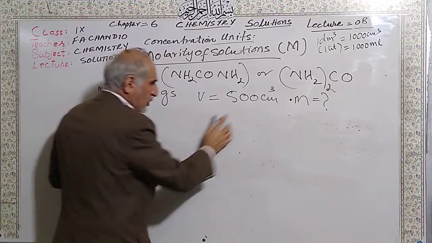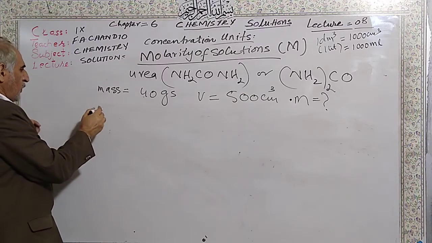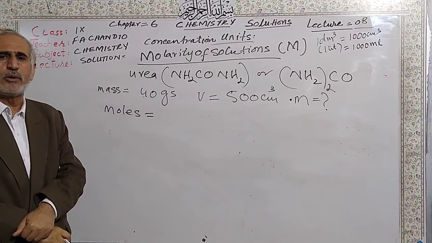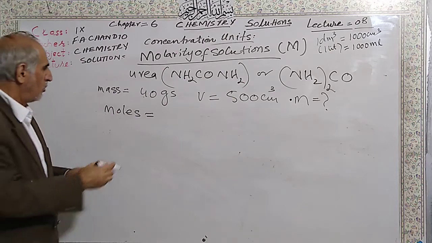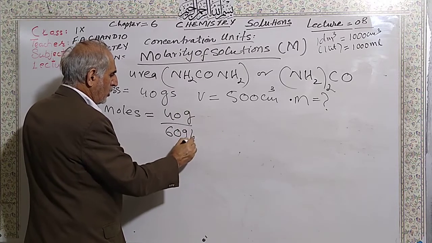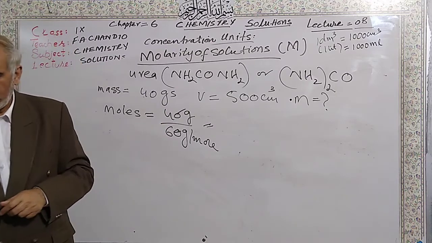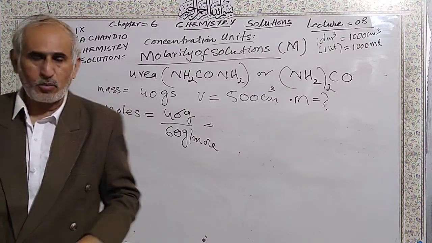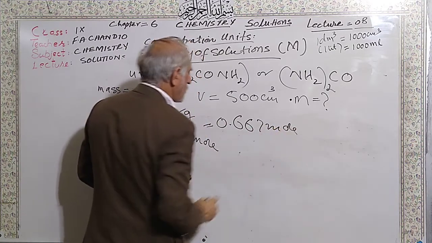The second way is using another formula which is given in your book. If you see the book, first you calculate moles. Okay, no problem. I'm going to calculate moles first. The formula of mole is mass in gram over molar mass. Mass in grams over molar mass, 60 grams per mole. So 40 over 60, the answer is 0.667 moles. 0.667 moles of urea.